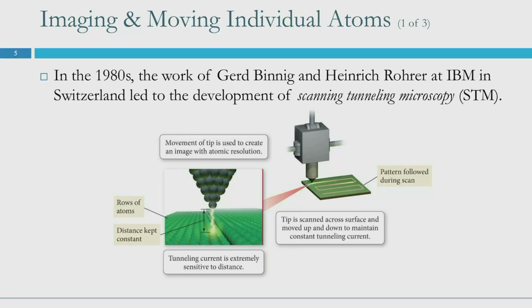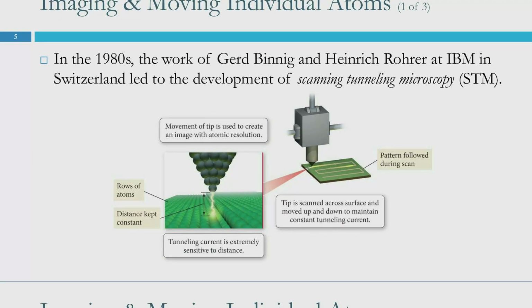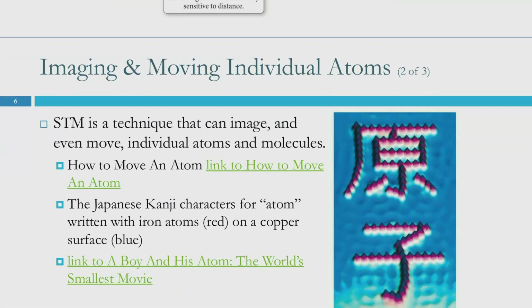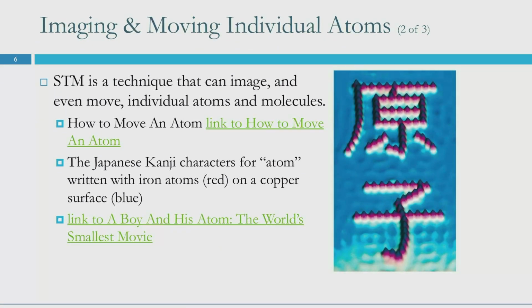Based on the amount of electricity or potential that they feel on the tip of that pin, they collect that data, and it can tell how far away the atoms are from the little needle, and they can move it up and down. And so you can scan the surface of things and see the atoms on them. You can also use STM to move individual atoms.